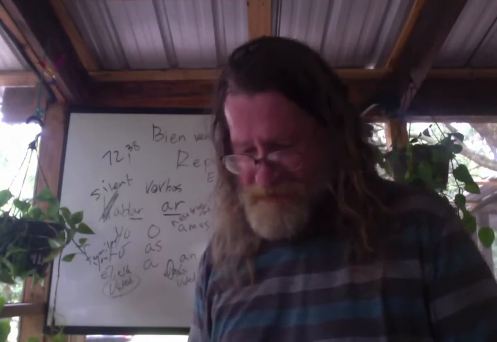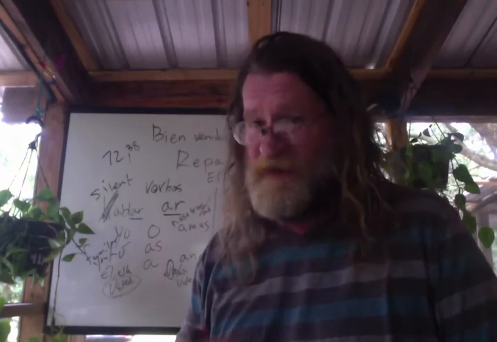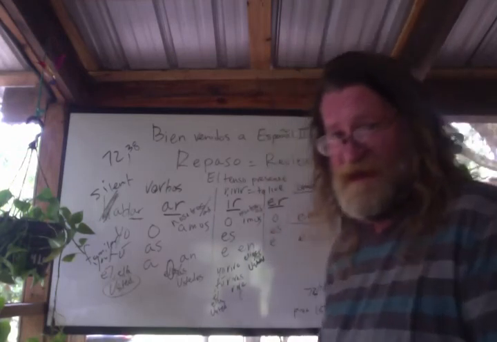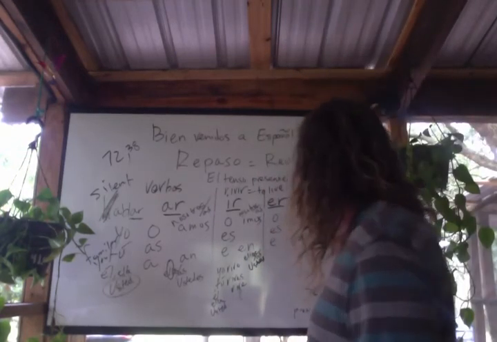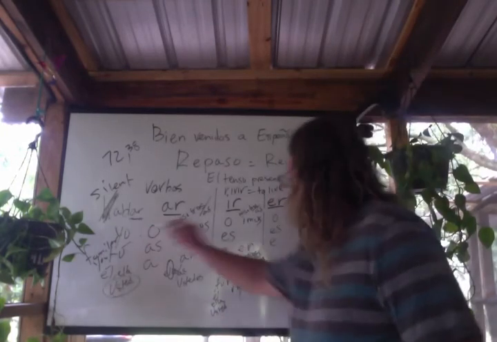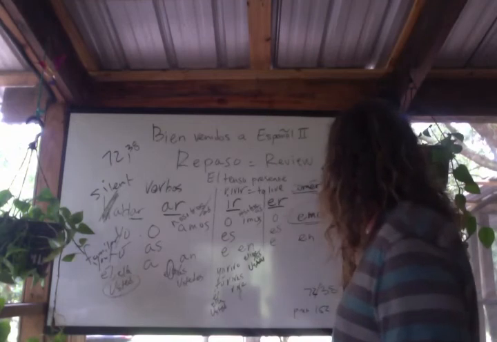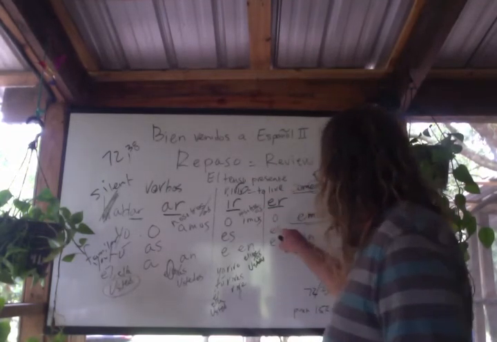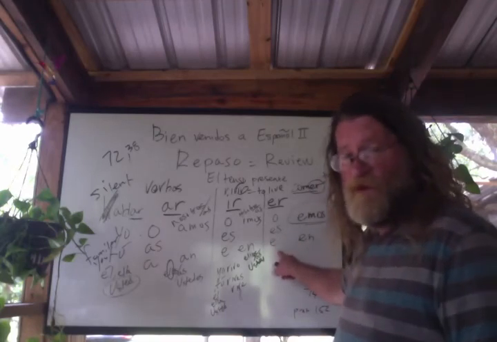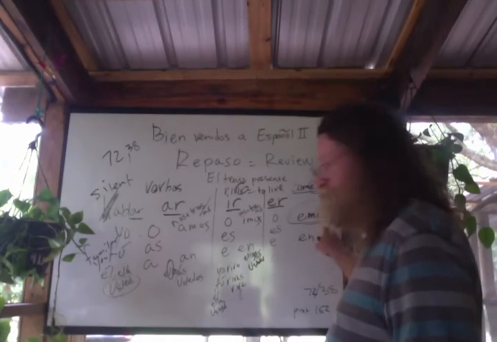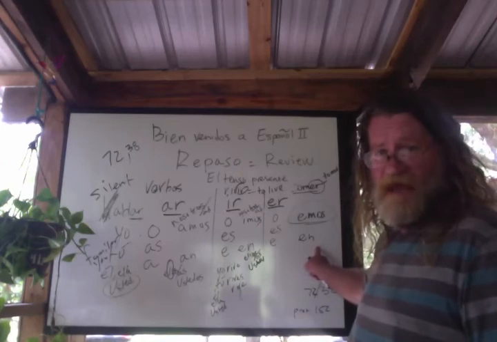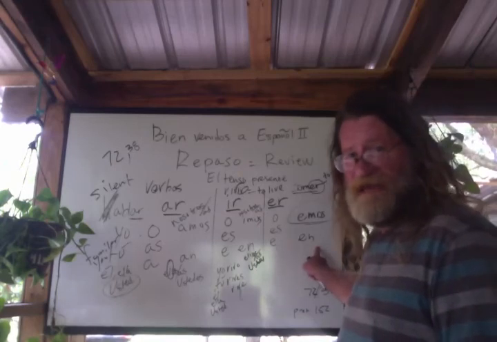You notice my accent isn't from Florida because yo soy de Utah. I'm from out west in Utah. All right, so go through this with me and repeat it. Yo como, so we're taking off that ER. Tú comes, él come, ella come, usted come, nosotros comemos, nosotras comemos, ellos comen, ellas comen, ustedes comen.